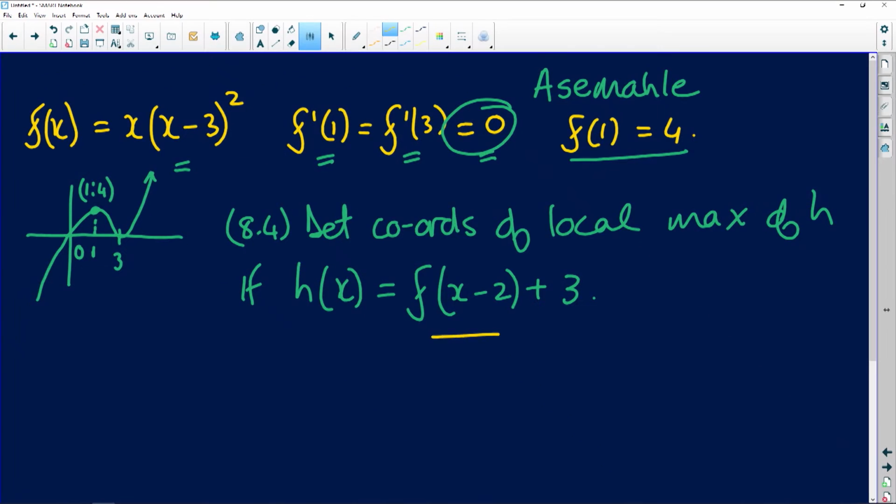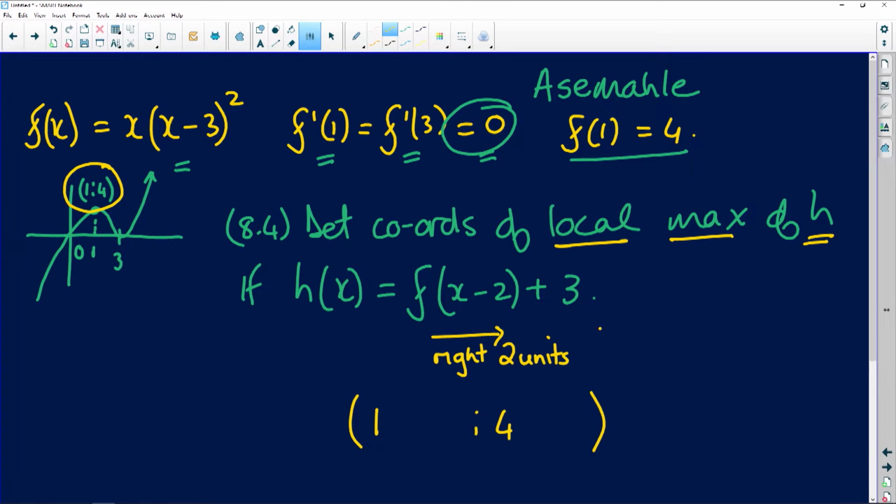Let's see, how do we interpret it as a transformation? Now remember, in your transformations, if this is x minus 2, it means you move to the right 2 units. And the point in question here is the local maximum of this curve h, which is this point over here. Now I'm going to put the point down here, and I'm going to leave spaces so we can interpret what happens. Here we have a vertical translation upwards of 3 units.